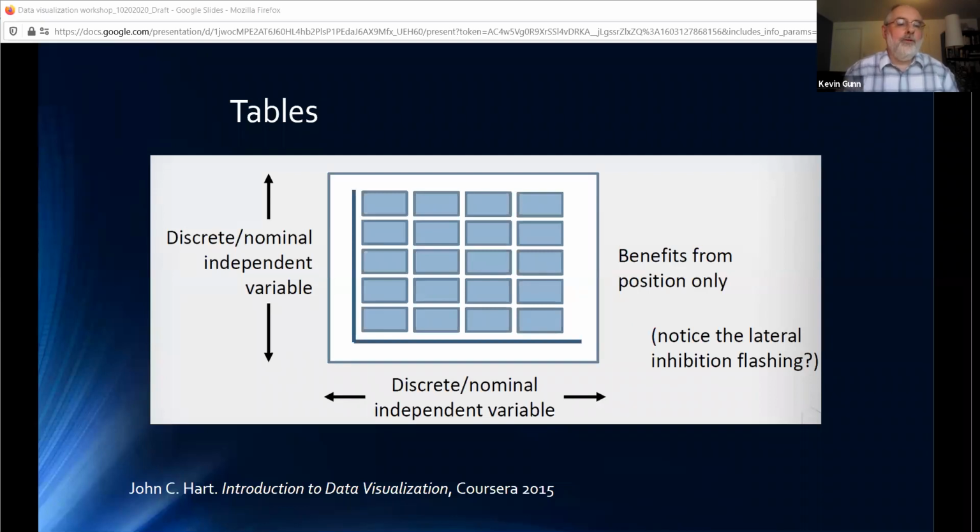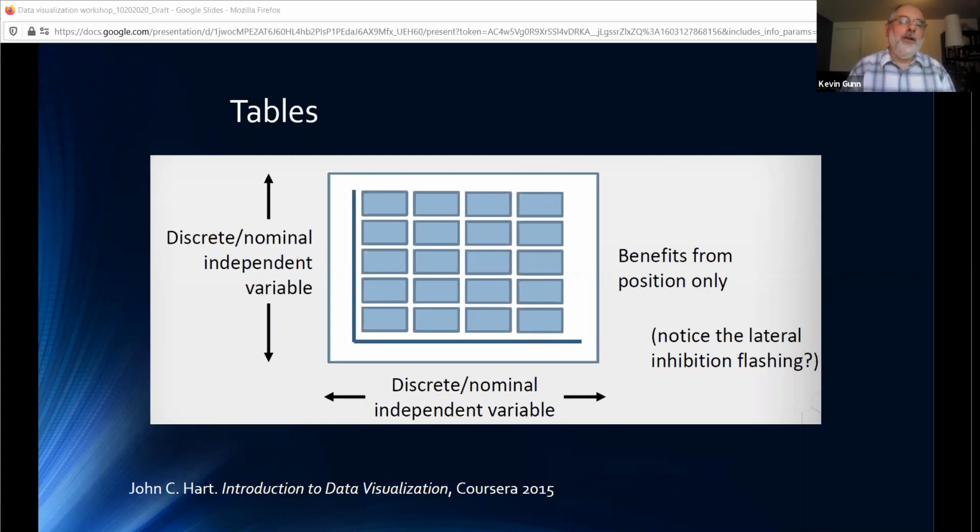Another thing that you can use are tables, and these tables are quite useful for comparing independent variables that are either discrete or nominal. They get a lot of use, and they benefit from the position only.